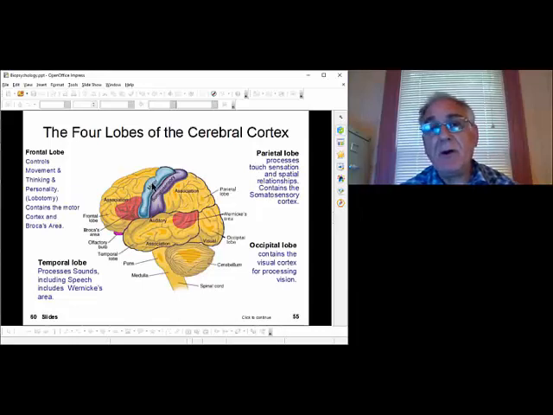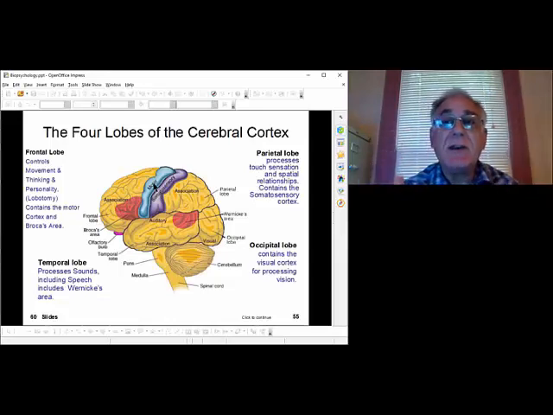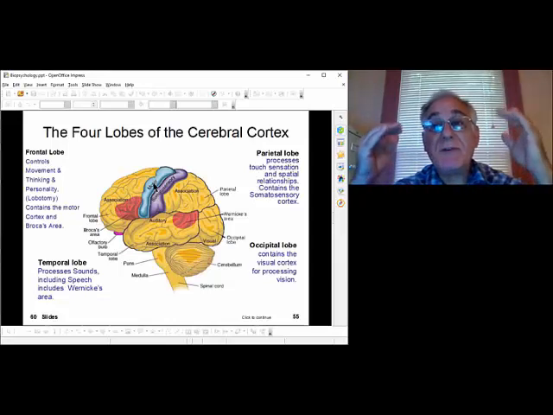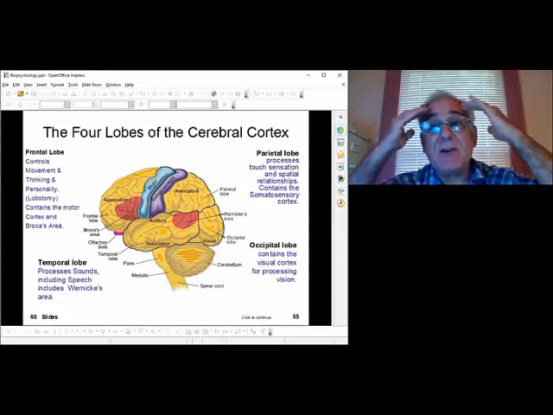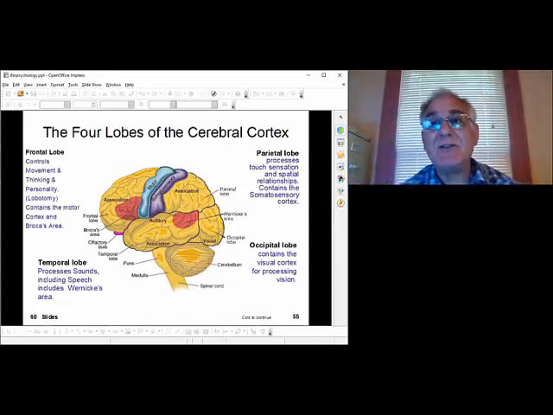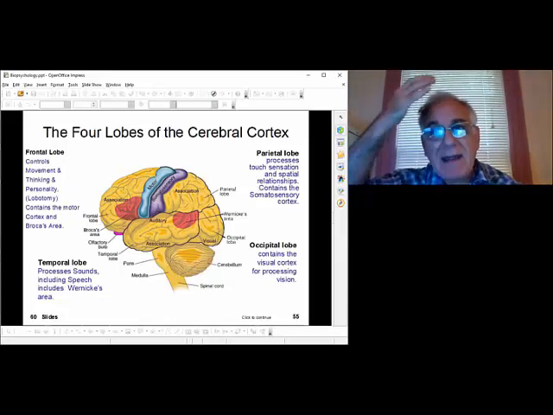But then you have the motor cortex and the somatosensory cortex, extremely important areas. If a person is in surgery, and I've already told you this, they can be awake during brain surgery, because there's no pain associated with anything that happens in the brain.